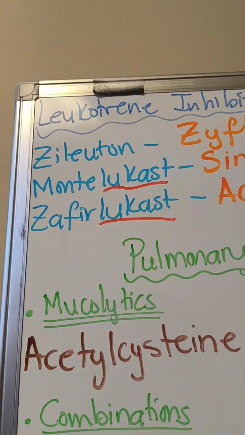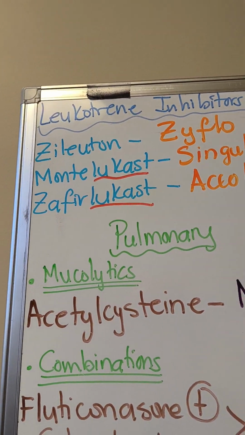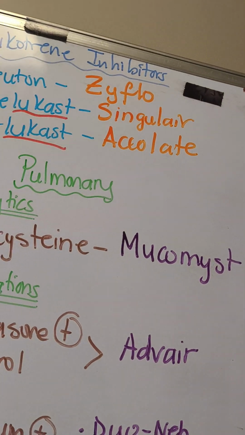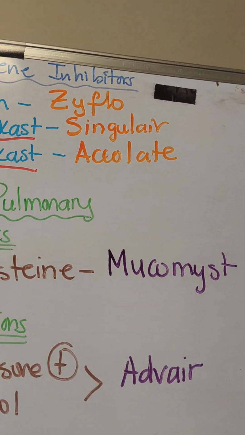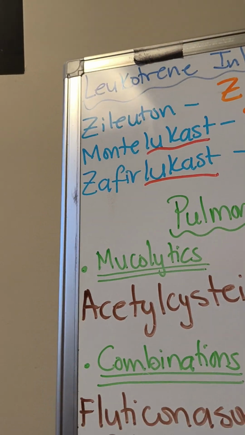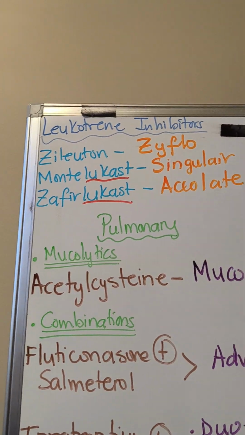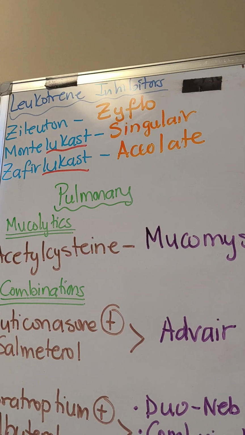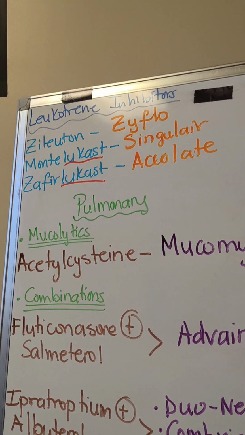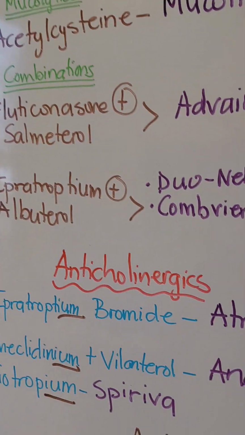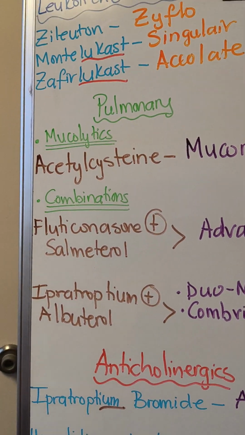Montelukast and zafirlukast. Montelukast is Singulair, not singular. Singulair. There's an I there. And zafirlukast is Accolate. Double C's. Accolate. These medications are all respiratory medications.